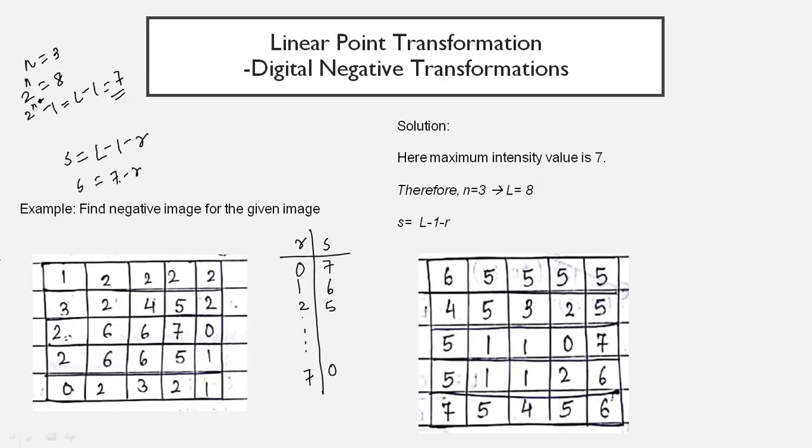Let us take the example of this first pixel here. If R is equal to 1, S would be equal to 6, so I will put the value 6 in this location in the new image. If R is equal to 3, for example, S is equal to 7 minus 3, which is equal to 4. So 3 will be replaced by 4 in this example, and so on. So this is the simple example of digital negative and identity transformation.